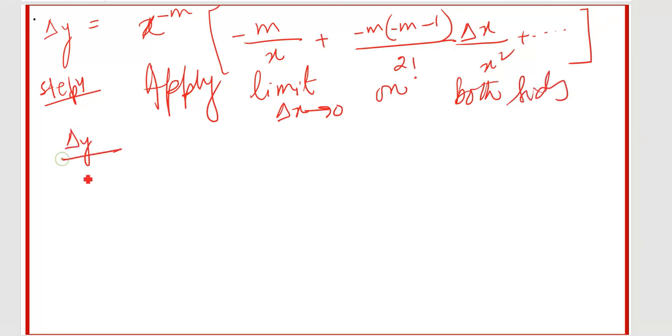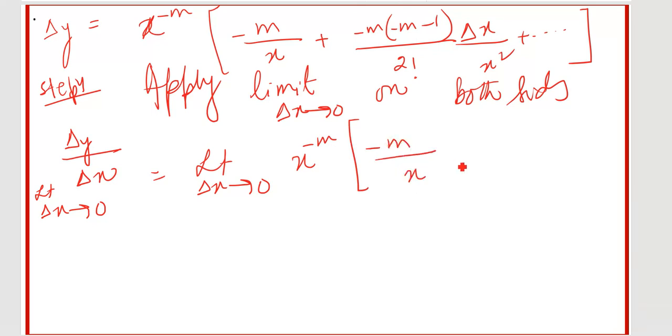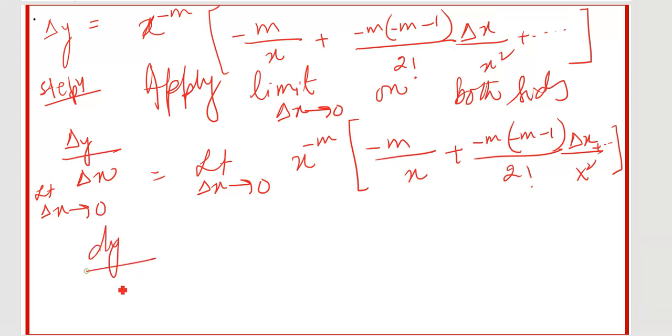Right, so it will be delta y over delta x limit delta x tends to 0, which is equal to limit delta x tends to 0 x raised to power minus m over x plus negative m minus x divided by 2 factorial into delta x over x square plus so on. So when you will apply delta x tends to 0 on delta y by delta x, now you know very well it is dy by dx, which is equal to, here wherever you will see delta x you have to put 0. So this, there is no delta x, it will remains the same. This is minus m over x will remains the same because there is no delta x.